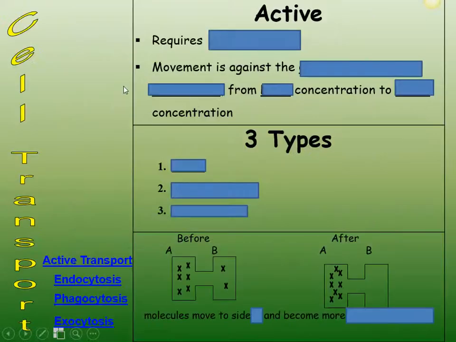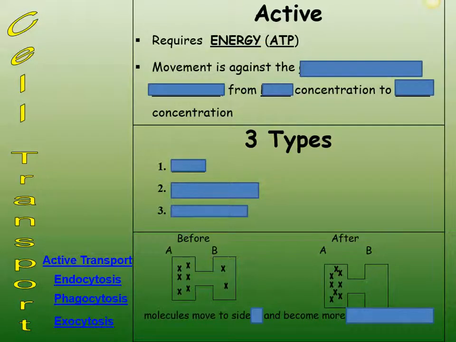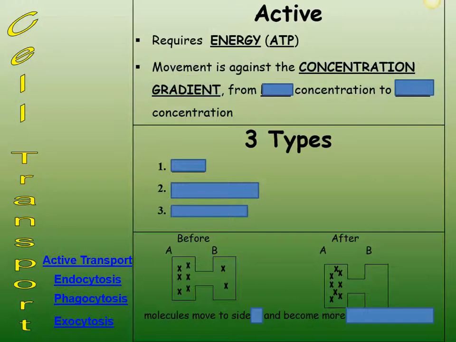Now, active transport requires energy, right? Which we know is ATP. So it's movement against the concentration gradient. If you're moving against the concentration gradient, you are moving from low to high concentration, right? So those particles don't want to be there. They're being forced there through the use of energy.